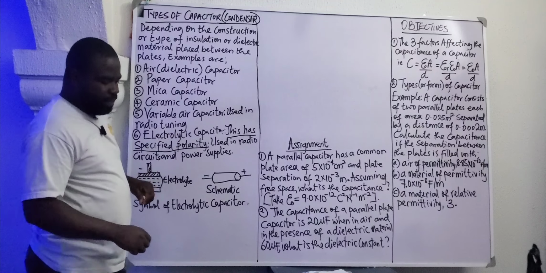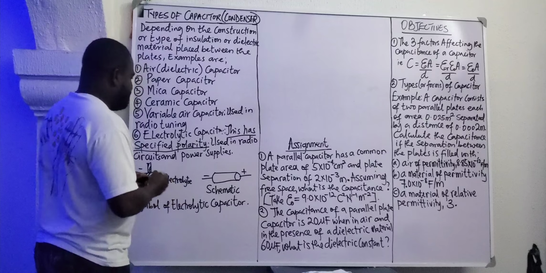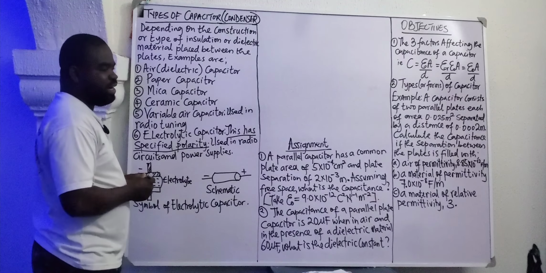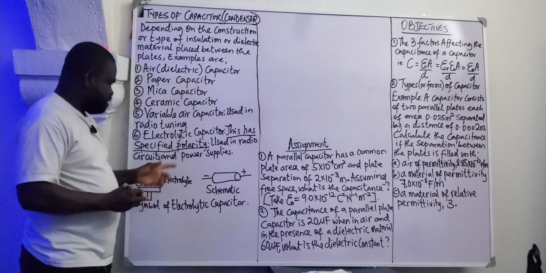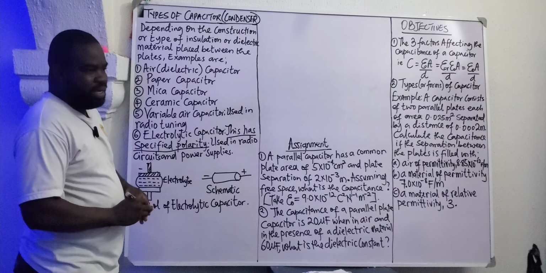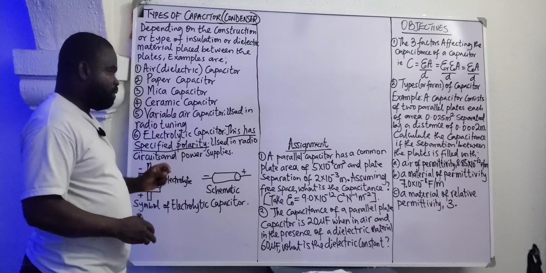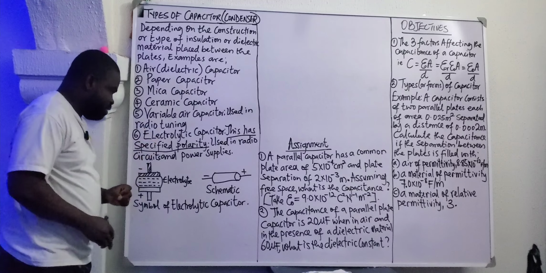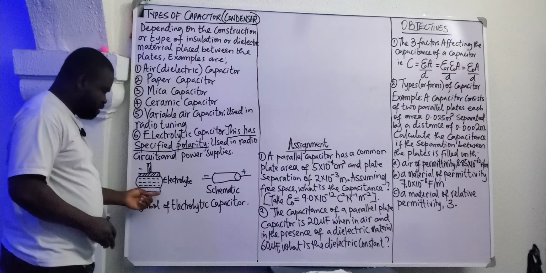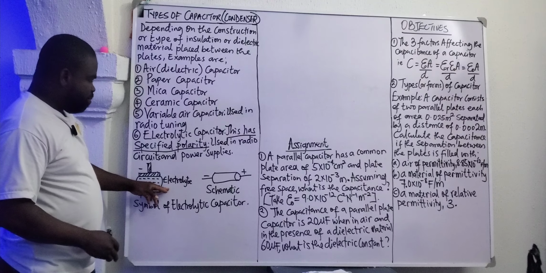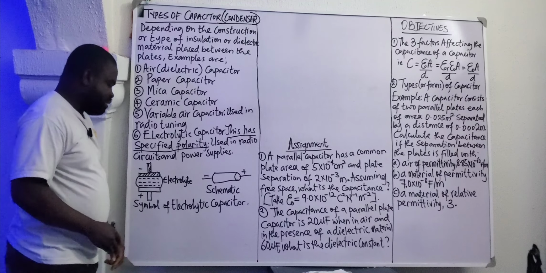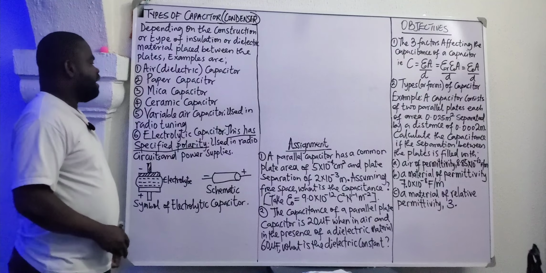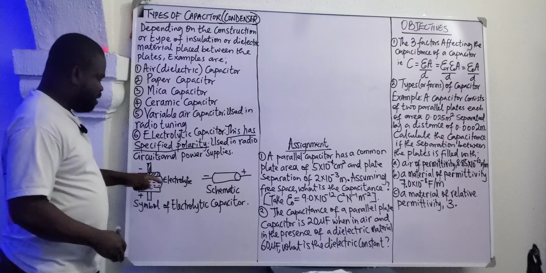This electrolytic capacitor is very special because it has specified polarity. That is a question they normally ask. They will ask you, which of the following types of capacitor has specified polarity? Please, it is electrolytic capacitor. So hence I gave you the symbol and the schematic diagram for the electrolytic capacitor. So the dielectric material there is what?